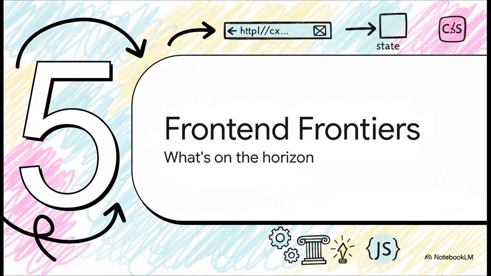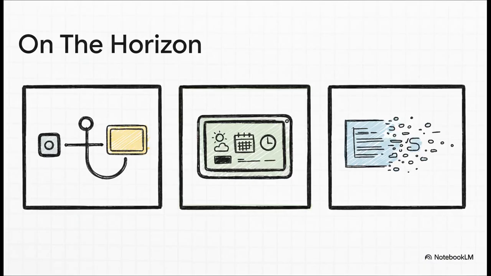All right, to wrap things up, let's do a quick lightning round of what's just over the horizon in the front-end world. These are the APIs and projects you're definitely going to want to keep an eye on. First up, the Anchor Positioning API. This is the one we have all been waiting for. It's going to solve that ancient problem of trying to reliably position things like tooltips without a bunch of JavaScript hacks.